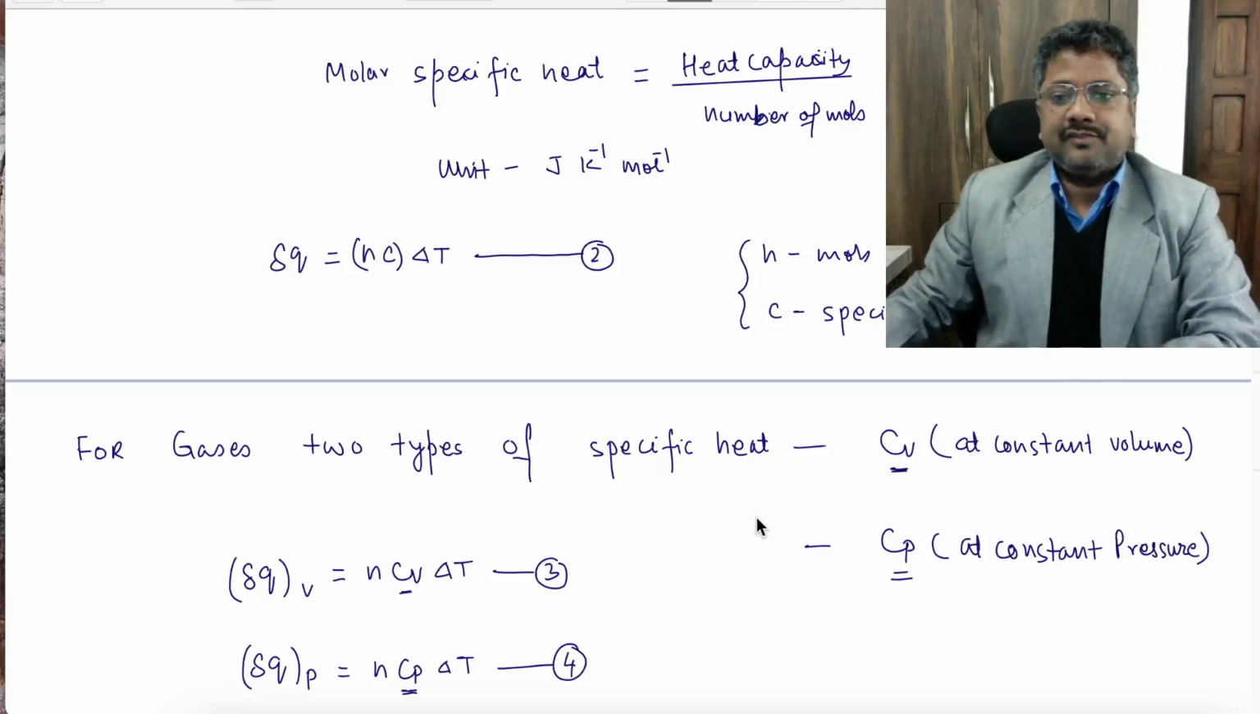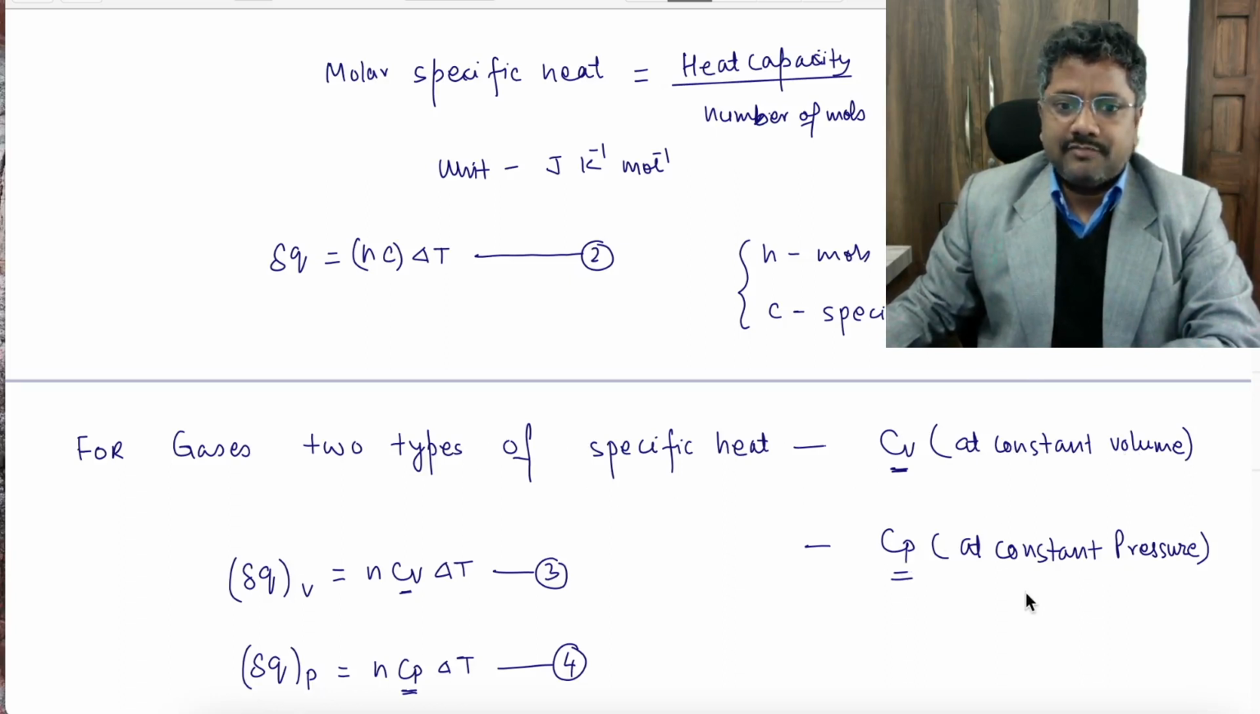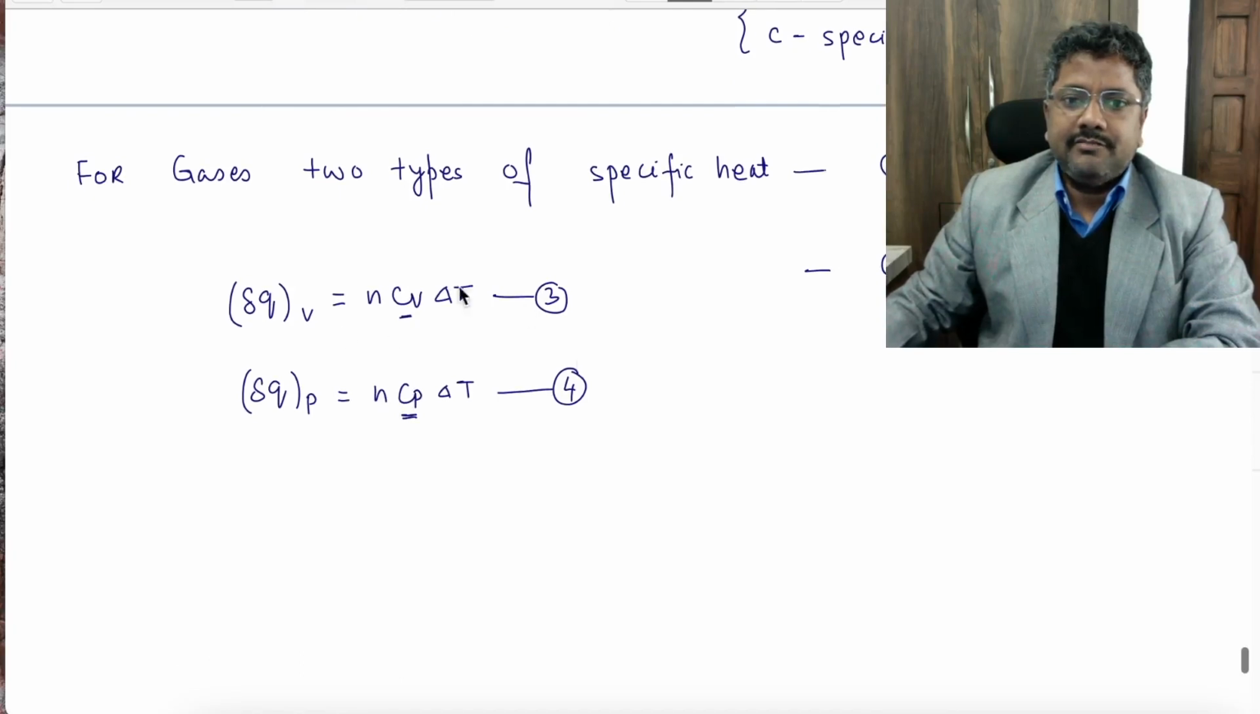Well, see, dear students, we have two types of specific heat for gases. CV, which is defined as specific heat at constant volume, and CP, specific heat of gas at constant pressure. Now we can define this CV and CP by using this equation.